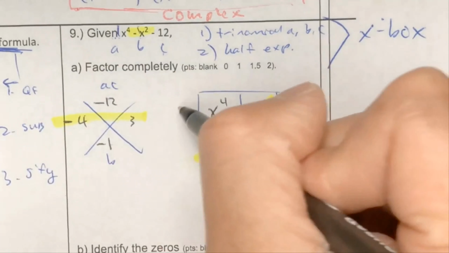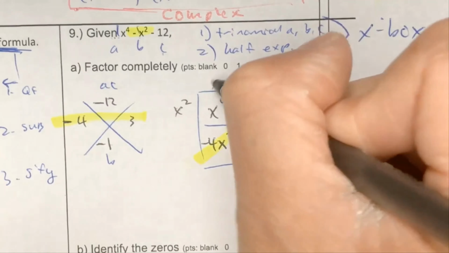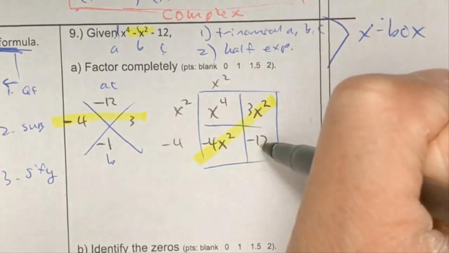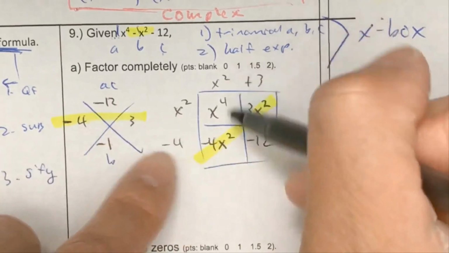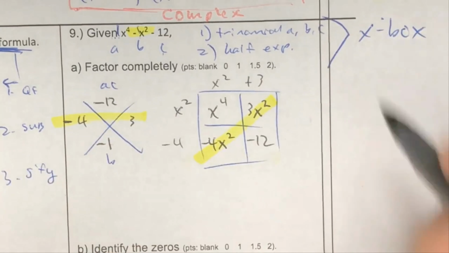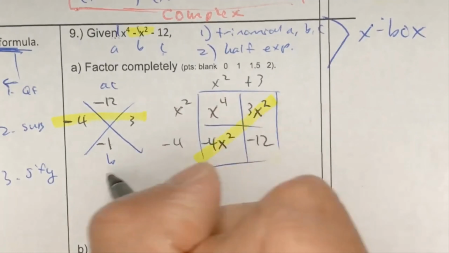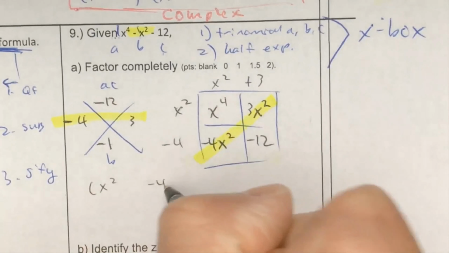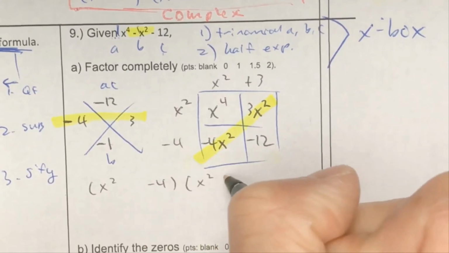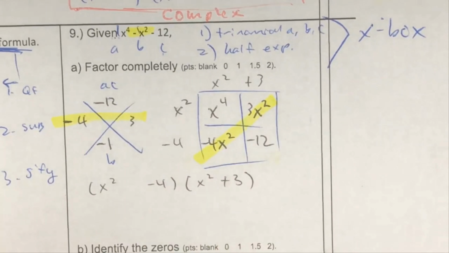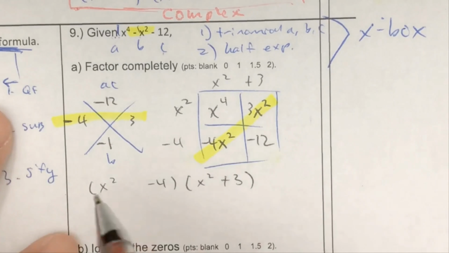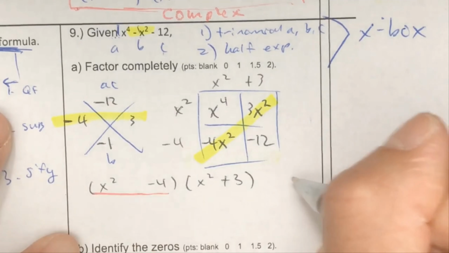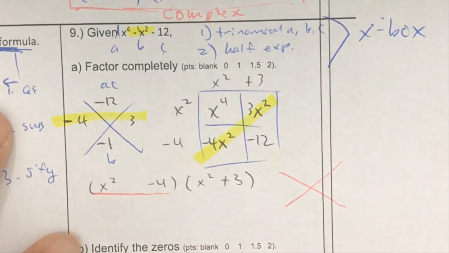Just take out your greatest common factor, x squared minus 4, and then plus 3. And then double check by multiplying, and that works. So to factor completely, I have x squared minus 4 and x squared plus 3. But here, if you would recognize, you have to factor that one again. And that's why I drew a kind of a big space right there.